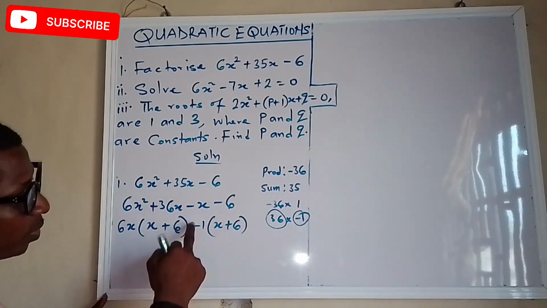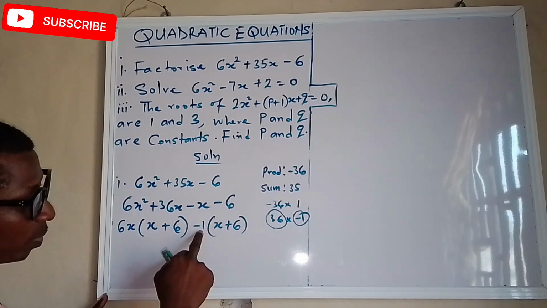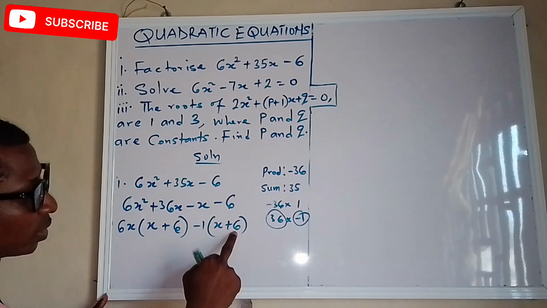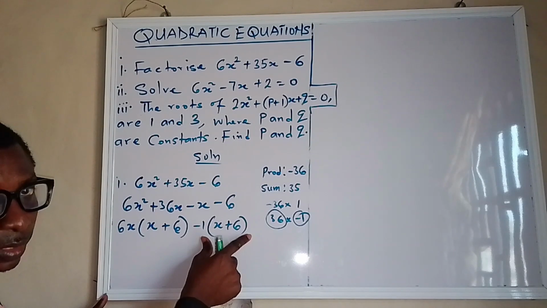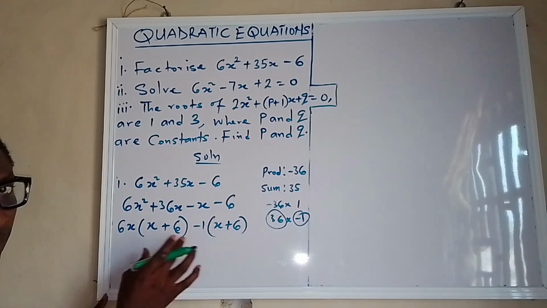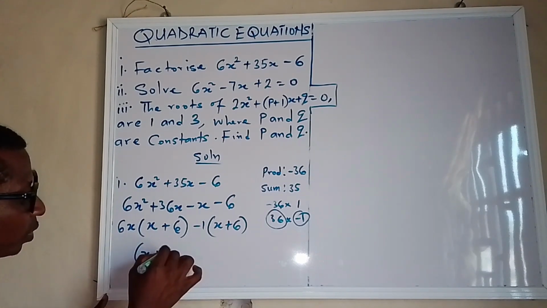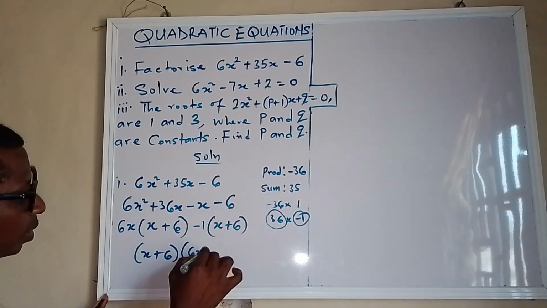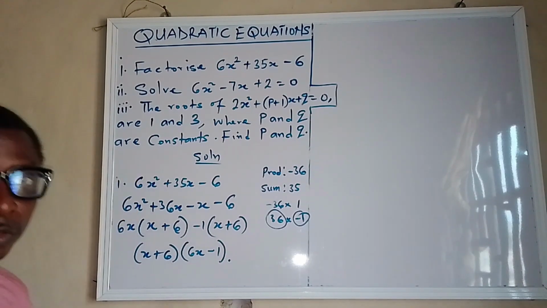When you factor out a number, by the time you open the bracket, it gives you what you have here back. So when you have minus 1, you can multiply now. Minus 1 times x gives you minus x. Minus 1 times 6, you have minus 6. So that means what we have here is correct. So from here, you will see we have a common factor, and that is x plus 6. So now this expression becomes x plus 6, and you are left with 6x minus 1. So this is going to be the answer to the first question.